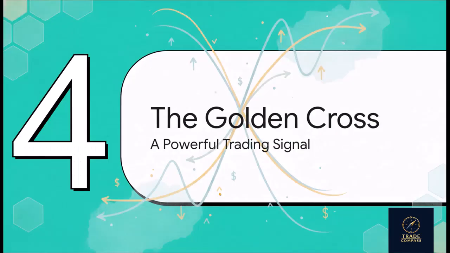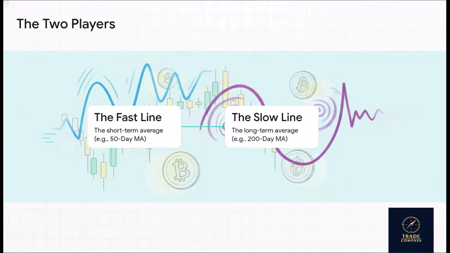All right, so you've basically mastered reading one moving average. But what happens if we put two of them on the chart at the same time? Well, that's when things get really interesting, because that can create one of the most watched signals in all of trading, the famous golden cross. So for this signal, we need two main players on our chart. First, we've got the fast line. That's our shorter-term 50-day MA. So why do we call it fast? Well, because it reacts much more quickly to recent price changes. Simple enough. Our second player is the slow line. That's the long-term 200-day MA. And you guessed it, we call it slow because it takes a lot more time and a whole lot more price movement to change its direction.